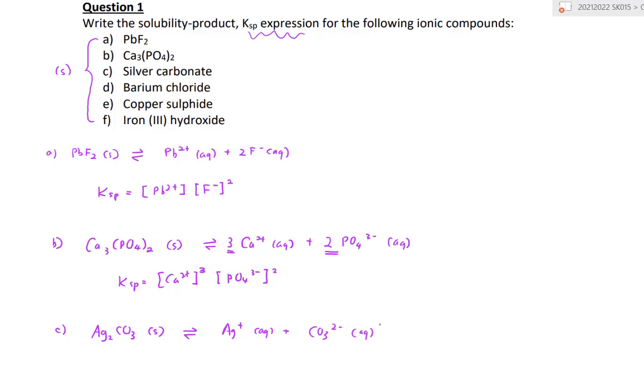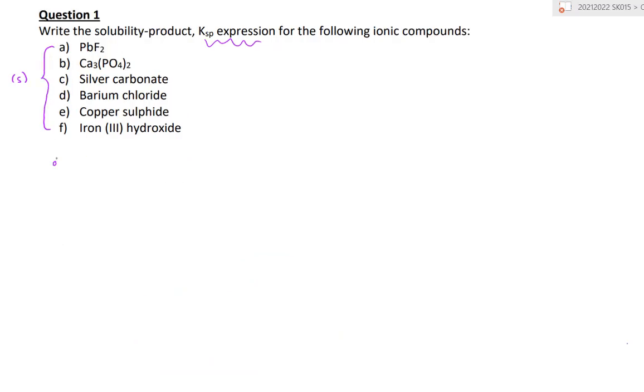And then balance up your equation to give 2 silver ions on the right hand side. Once you balance the equation, then only proceed to your Ksp expression. So Ksp equals silver ion raised to power 2, and then the concentration of carbonate ion. So here is your Ksp expression.